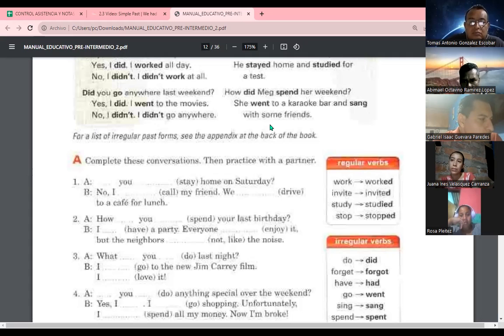Antes, before that we start doing this exercise, I'm going to pass the attendance. Okay, just give me one second for a while because I need to share my attendance. And as you know, you can say present, I'm here. Okay, puede decir aquí estoy. Okay.